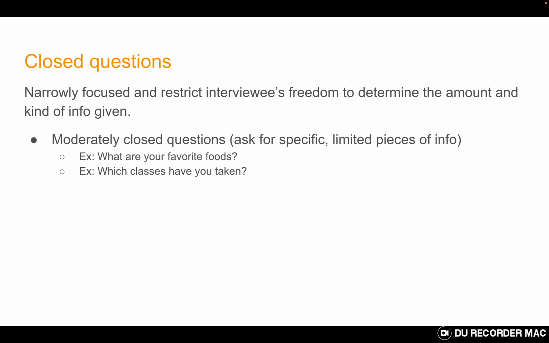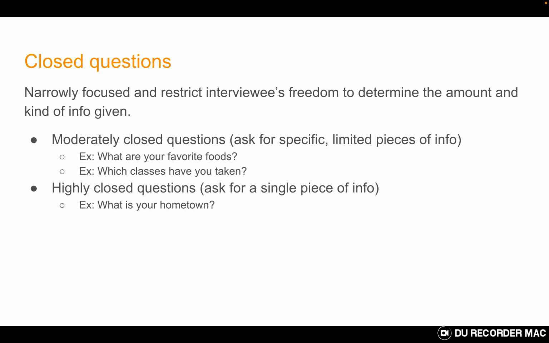Another example, which classes have you taken? So those are moderately closed questions. We also have highly closed questions. This is when you're asking for a single piece of information. So what is your hometown? I'm not looking for an essay question. I'm not looking for your life story. I just want you to answer with a couple words, what is your hometown? What is your career path? Is the same thing. I'm just looking for one quick answer.